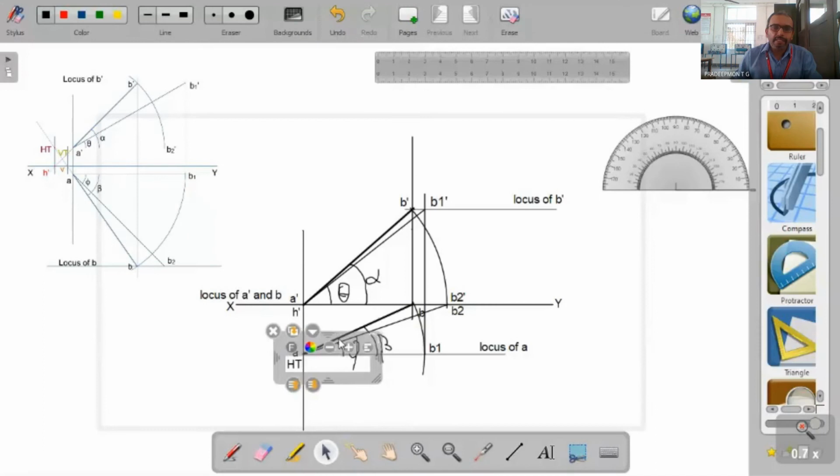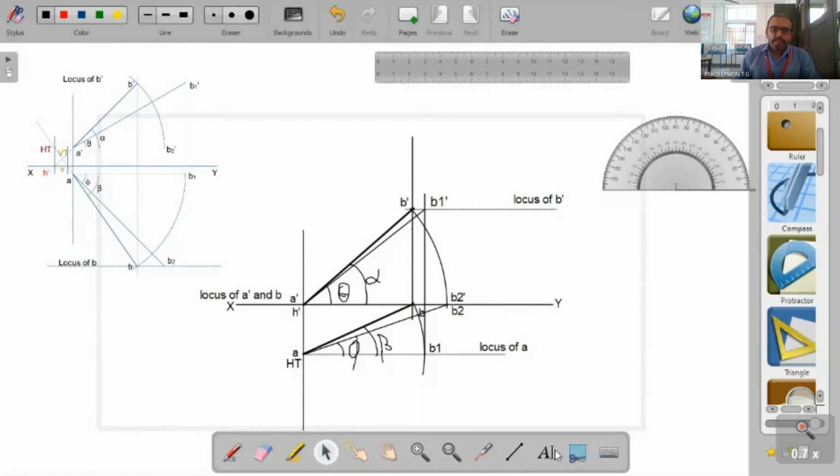Why? Since we are projecting this H dash to the extended top view. Here we need not extend the top view, since A dash itself is the front view for the point which is lying in the XY line, that is H dash. So HT will be the same as A. So you don't have to extend AB. So that is why H dash is A dash and A is HT.